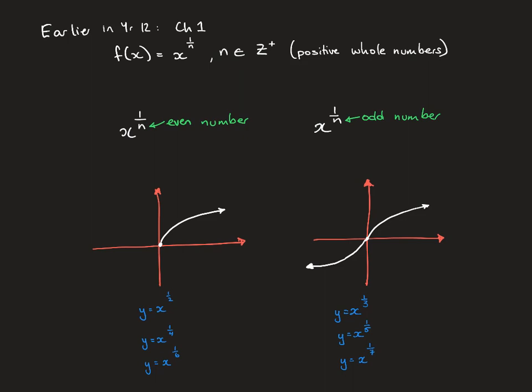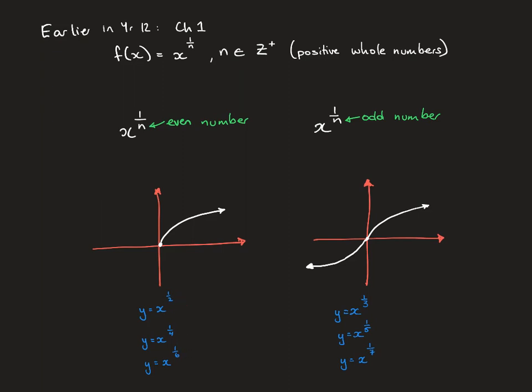So earlier in the year, in fact in chapter 1, we looked at functions that were also power functions where x was raised to the power of a unit fraction. So it's got a 1 on the top, they all had a 1 on the top. And we were just looking at positive values for x. So we looked at things like these graphs down here. y is equal to x to the half, y is equal to x to the power of a quarter, y is equal to x to the power of a sixth.